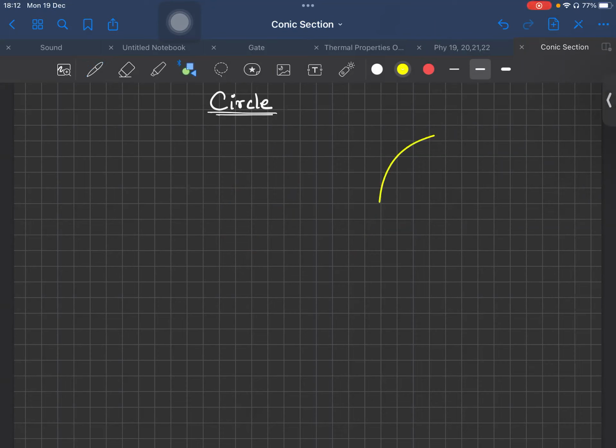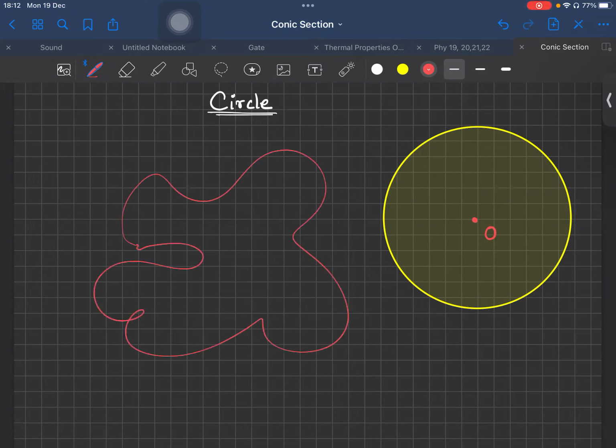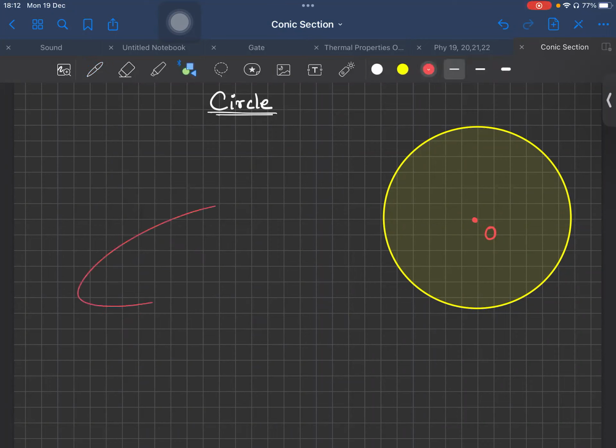See, I'll just draw a circle for you guys. This is a circle. Now tell me, what do you see here that is unique? Let's say this is a center O. Can anyone tell me the definition of circle? It doesn't have any edges. Acceptable, but if I draw a loop, this also has no end, right? There's no end of this loop as well. Is it a circle? Even an ellipse also does not have any end, no?